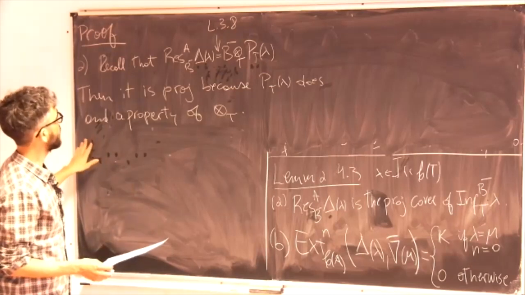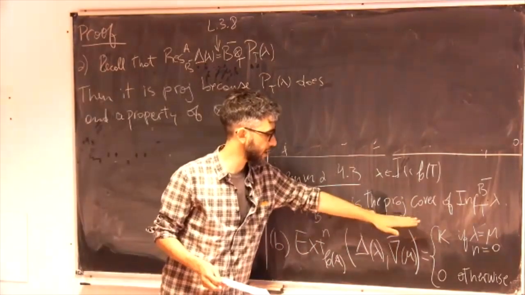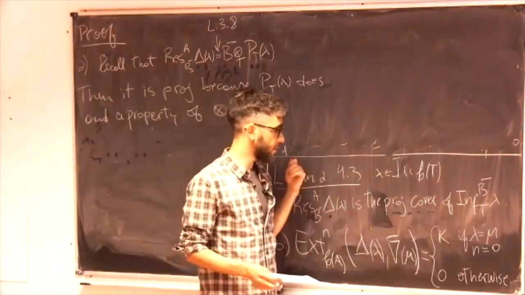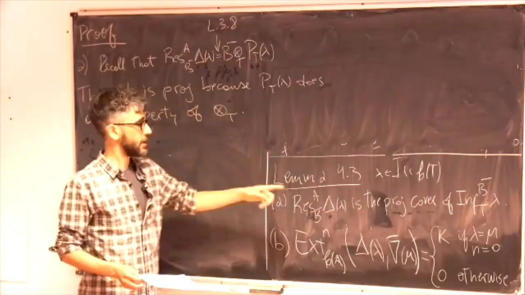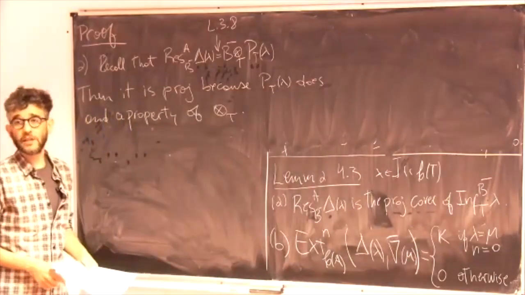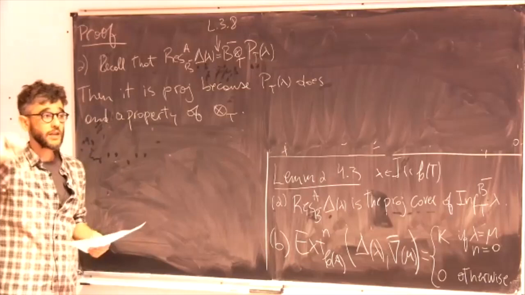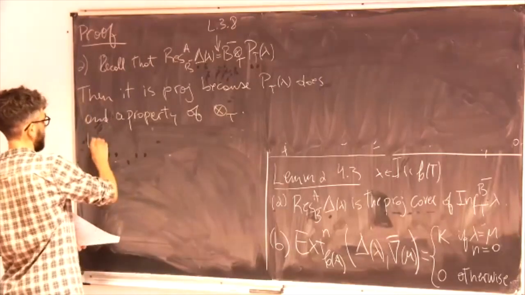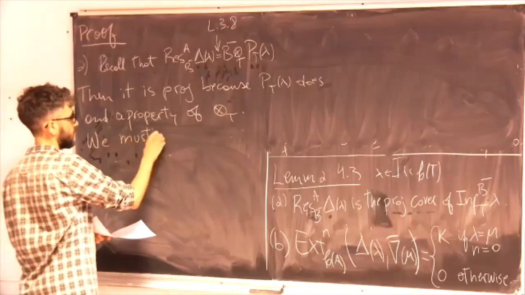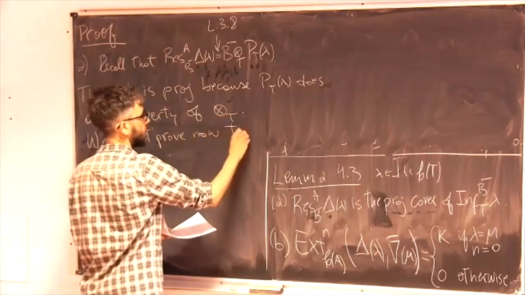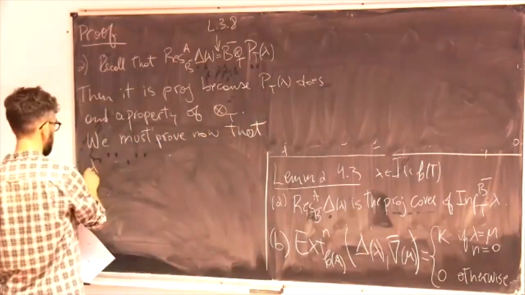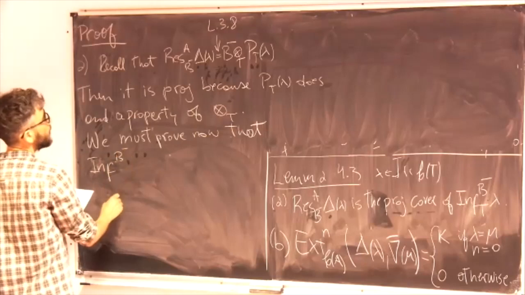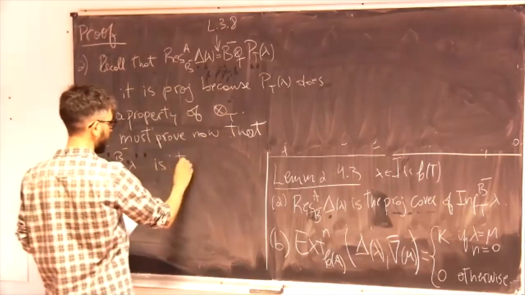Okay, then we just proved that it's projective. We have to prove that it's a projective cover of inflation. That means that we have to prove that the unique simple quotient of this module is inflation. And we will do this in the same way that we proved yesterday an analogous result for the proper standard module. So we must prove now that lambda inflation is the unique simple quotient.